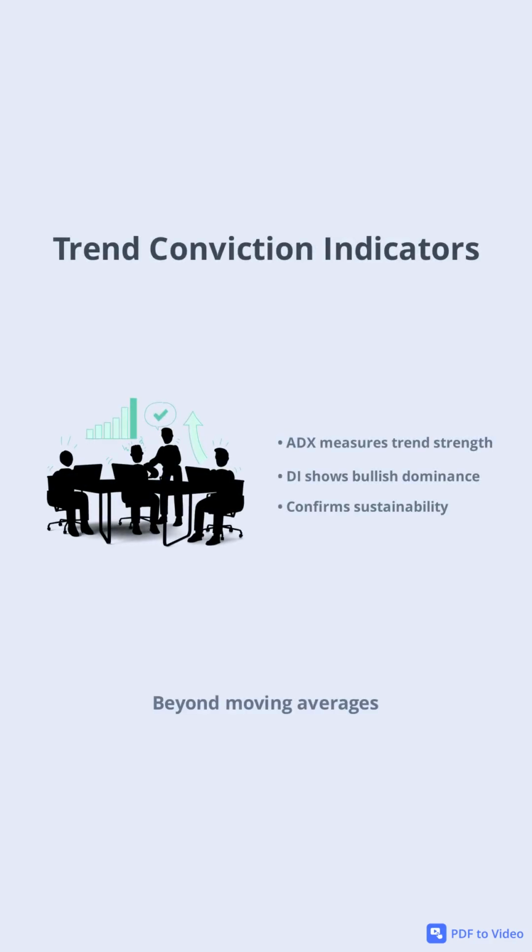Beyond moving averages, it's important to measure the conviction behind the trend. The average directional index, ADX, and directional index, DI, are two key indicators that help us gauge the strength and sustainability of DVLT's uptrend. Let's take a closer look at what these indicators reveal about the current market dynamics.